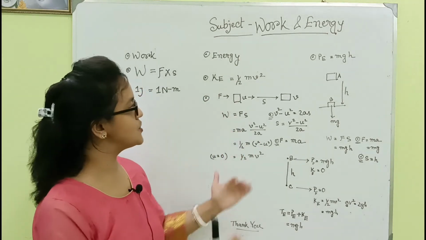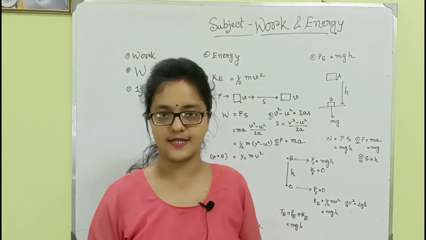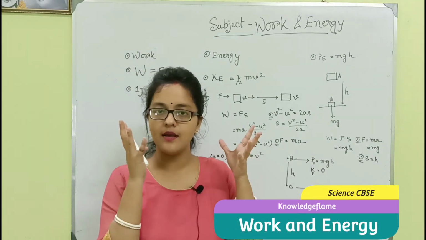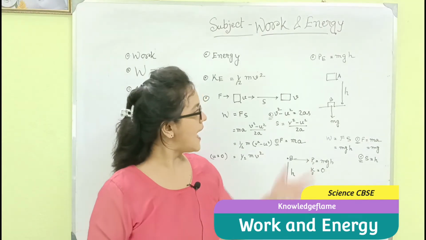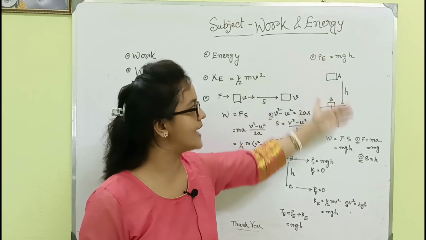Okay, now I am shifting to the next point, which is potential energy. Potential energy is possessed by the object due to the change in position or change in shape. Okay, actually this is the product of the mass of the object, acceleration due to gravity, and height.